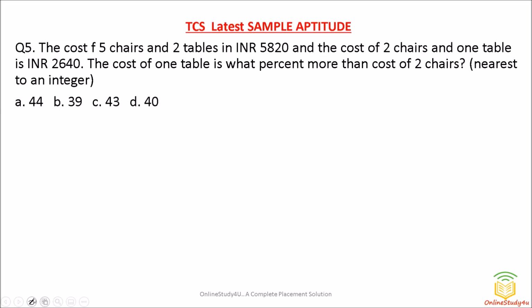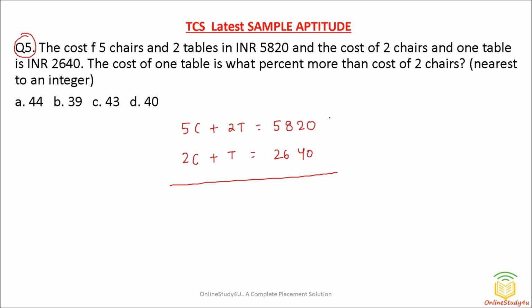Now friends, question number 5 is a question from simplification and it's a very easy problem. The cost of 5 chairs and 2 tables is 5,820 and the cost of 2 chairs and 1 table is 2640. This is my equation 1 and this is my equation 2. I will multiply equation 2 by 2 so that I will be able to get the price of chair and table, and later on we will see what has been asked in the question.